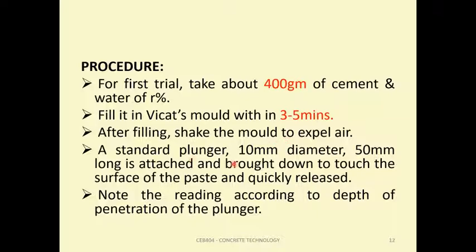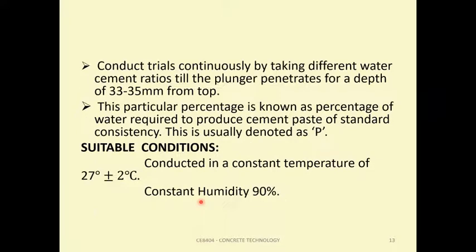A standard plunger 10 mm diameter and 50 mm long is attached to the Vicat apparatus and it is brought down to touch the surface of the paste. Note the reading according to the depth of the plunger. The trial is repeated until the plunger penetrates to a depth of 33 to 35% from the top. This particular percentage, which is responsible for the 33 to 35 from the top, is called the standard consistency and it is usually denoted as P.